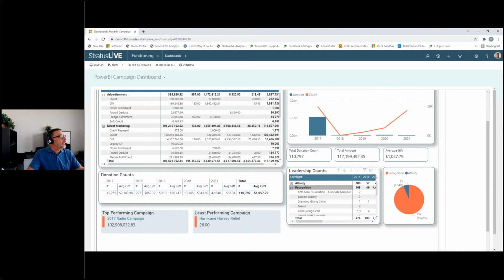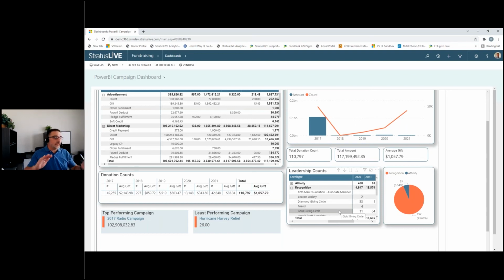So I can click on here and I can see each of my recognition levels, and I get a full graph of how that changes over time. So I can really look at where things are down and where they're up. In my 20 to 21, I can see I lost a lot on my diamond circle right now, but I've gained a lot on my gold giving circle.